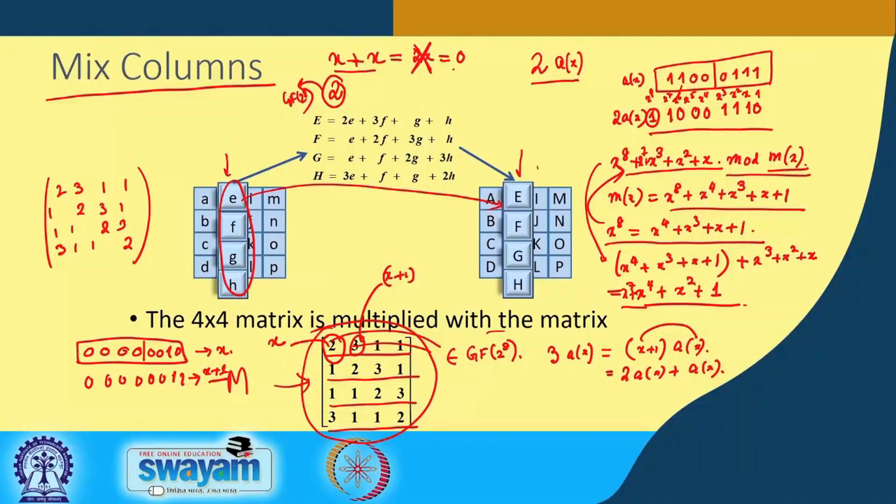So the question was, why is 2 into ax a shift? 2 into ax means basically x into ax. So what is x into x? All the degrees of ax are getting added with 1, so that's a shift to the left.